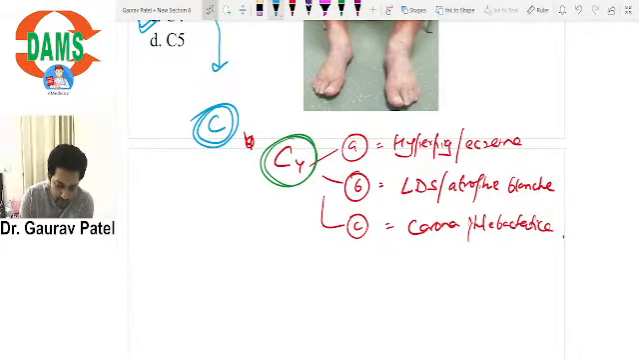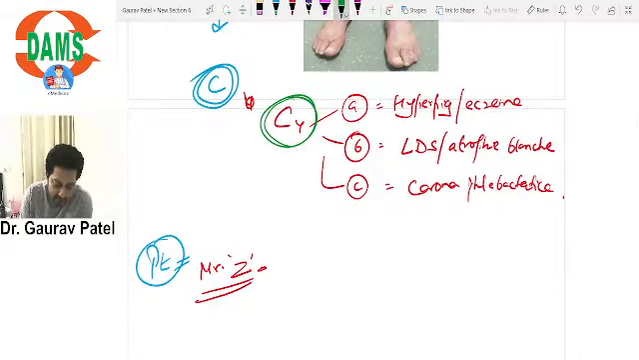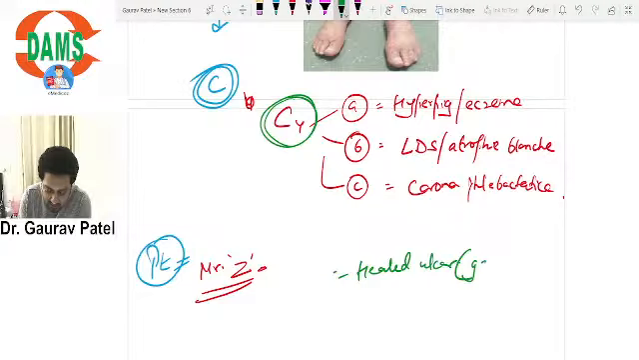Now you tell me, there is a patient whose name is Mr. Z. Mr. Z comes and he is having a healed ulcer in the gaiter area.